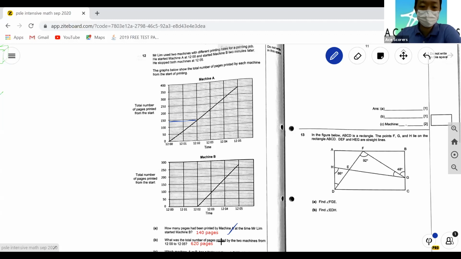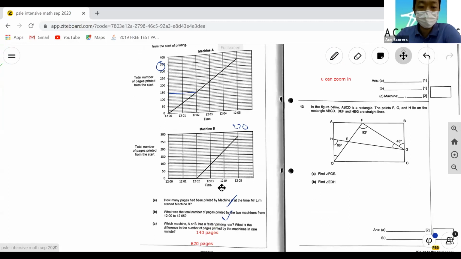So what was the total number of pages printed by the two machines from 12 to 12:05? So just look at the number again, yeah. 12 to 12:05 is 350, and after that, 12:05, what number is this? 270, is it? Okay, so here is 270. So you add them together, 620. So now is the rate question.